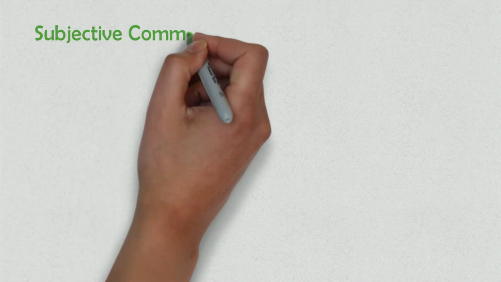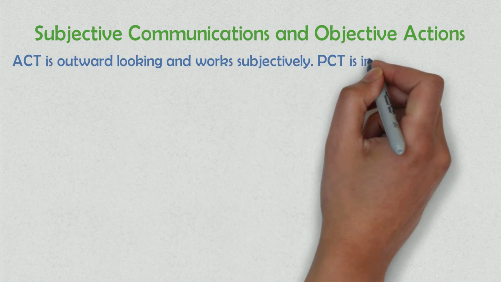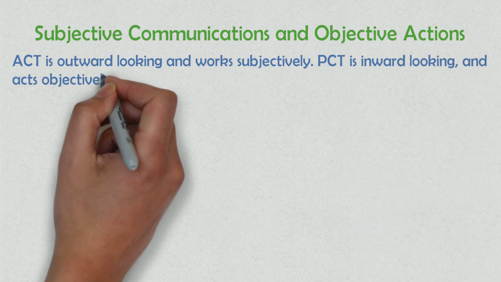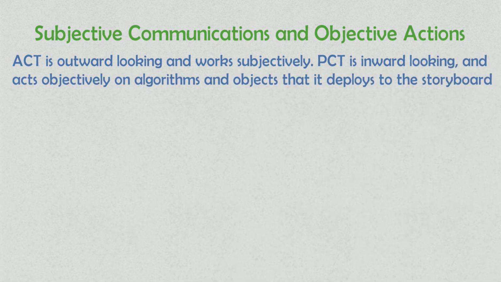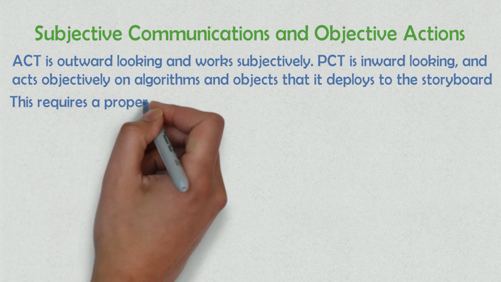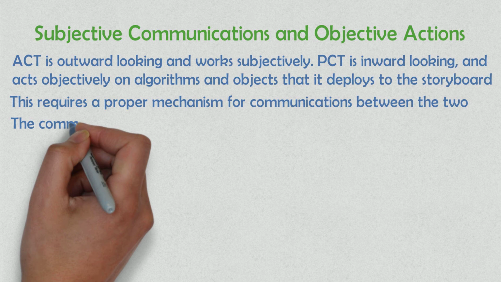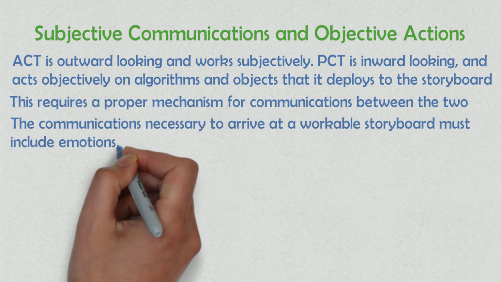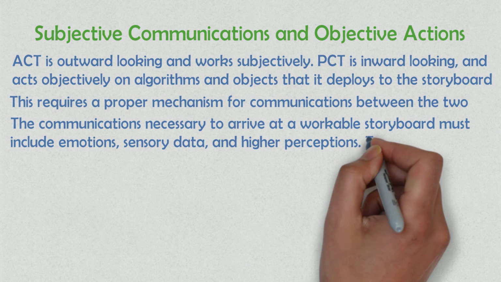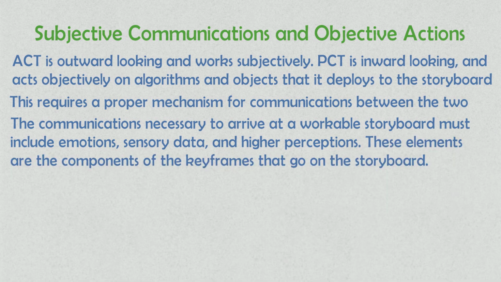Subjective communications and objective actions. ACT is outward-looking and works subjectively. PCT is inward-looking, and acts objectively on algorithms and objects that it deploys to the storyboard. This requires a proper mechanism for communications between the two. The communications necessary to arrive at a workable storyboard must include emotions, sensory data, and higher perceptions. These elements are the components of the keyframes that go on the storyboard.